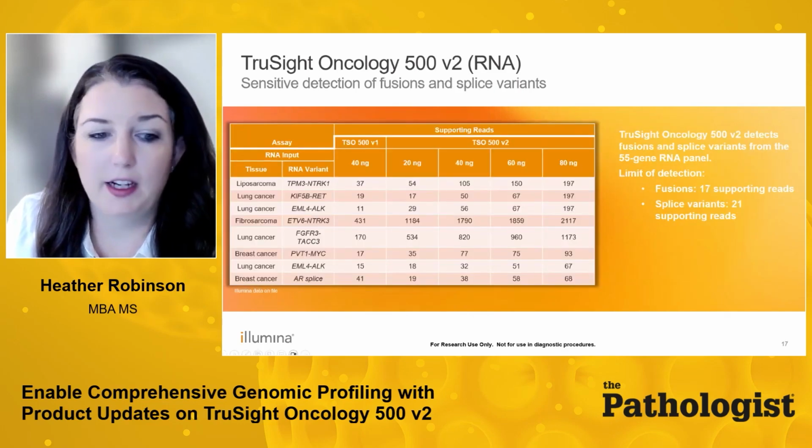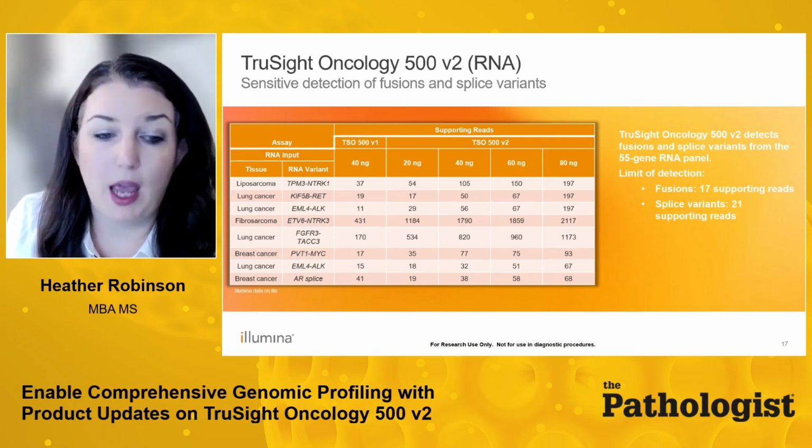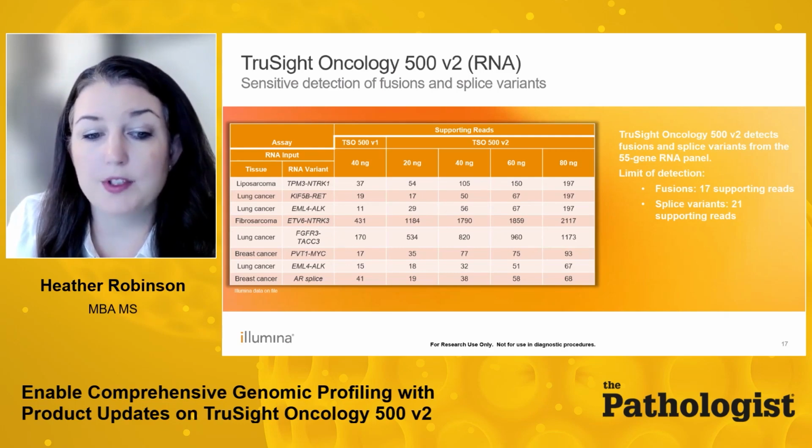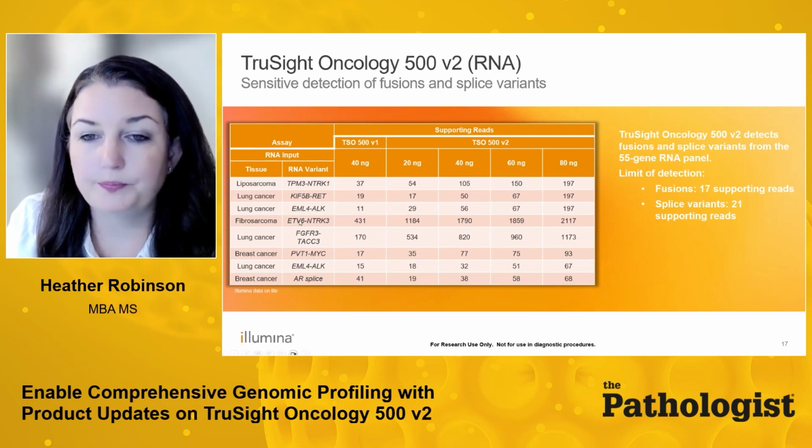Fusion and splice variant detection is very sensitive with TSO500 V2 as well. The limit of detection is 17 supporting reads for fusions and 21 supporting reads for splice variants. With the V2 chemistry, we see a higher number of supporting reads for RNA fusions, even down to 20 nanograms of RNA input.